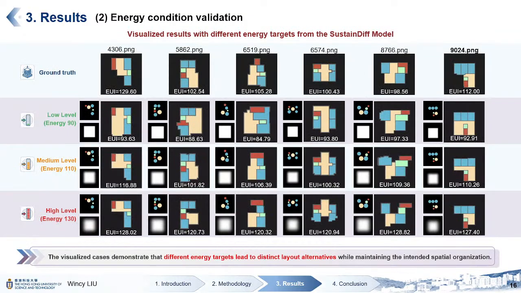And here is the visualization. We can see the logic of how our model controls the energy performance. It tries to revise the boundary, whether loose or very compact. That will change the shape factor, which is the most important metric for the energy performance, so that we can control the performance.